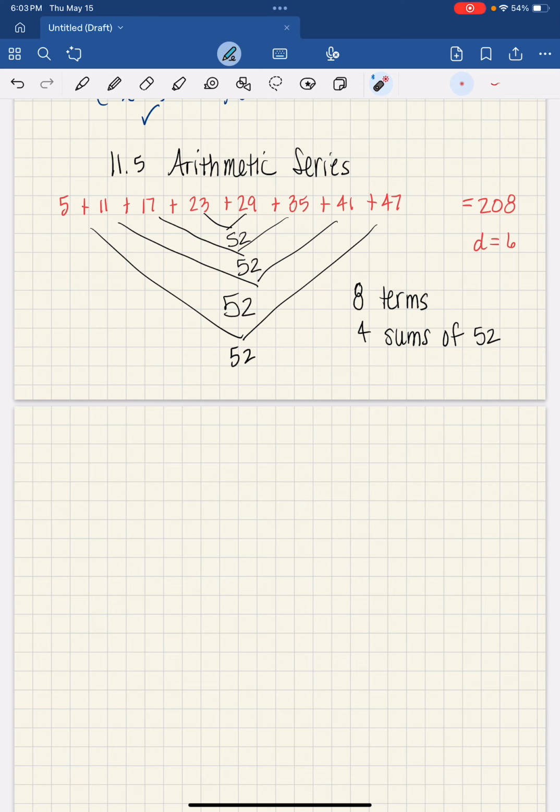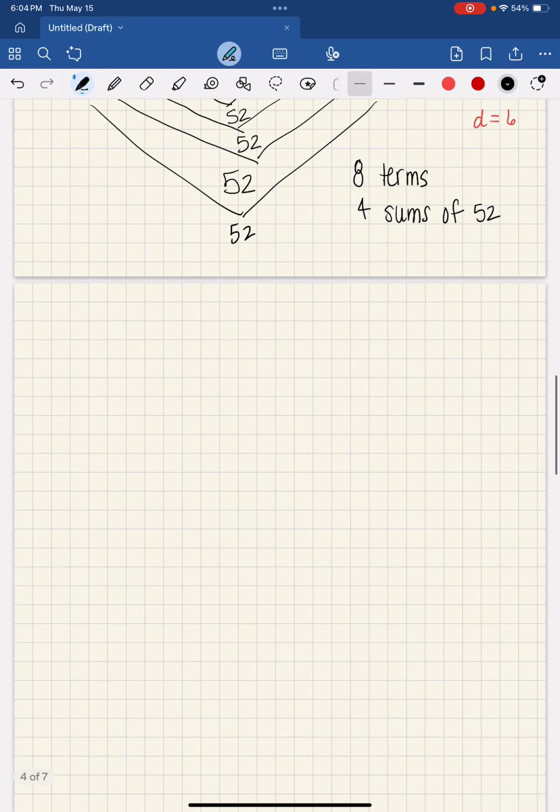Well, guess what? When you get rid of the 5 and the 47, now my first term is 11 and my last term is 41. And when you take out the 11 and the 41, now my new first term is 17 and my last term is 35. Okay, you need to know the formula.